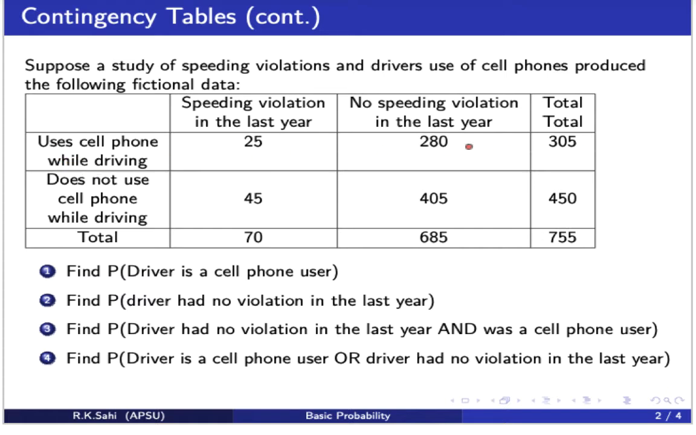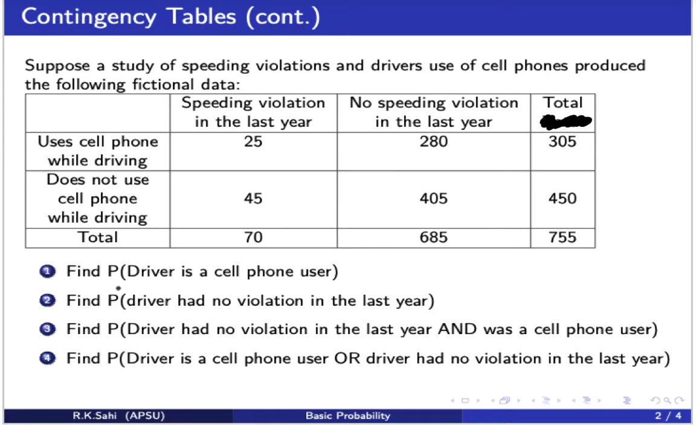So we're going horizontally here. And the drivers who did not use a cell phone while driving, that is the third row over here. These are the ones which give us the total values. By the way, this is an extra total over here. Let's remove this little extra total. Okay, now coming back to the problems.